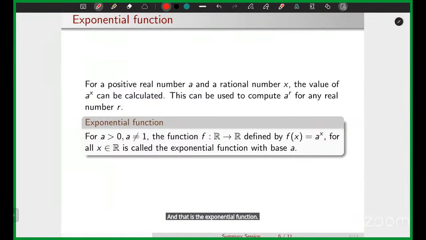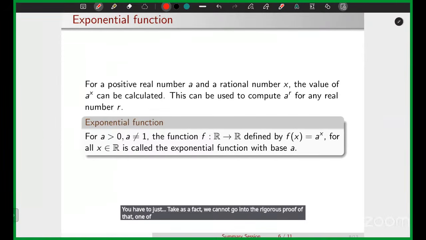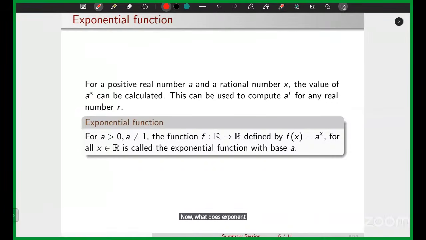So in this section, there are certain things which you have to just take as a fact. We cannot go into the rigorous proof of that, one of which is how to define the exponent of an irrational number. Now, what does exponent mean? So first of all, we start out with a positive real number a. If it is convenient for you, you can take a particular example like 2 or 3 or whatever.